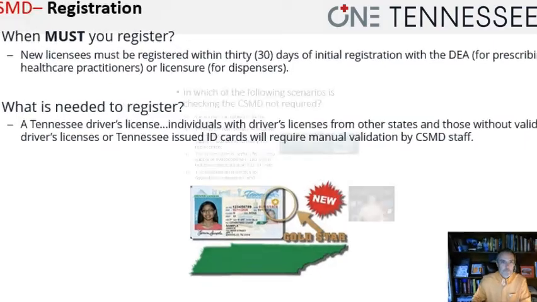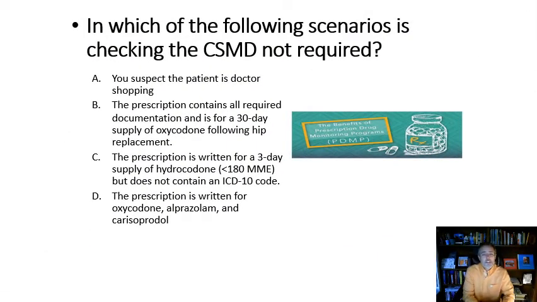In which of the following scenarios is checking the CSMD not required? A: You suspect the patient is doctor shopping, hopping from ER to ER and going from pharmacy to pharmacy. B: The prescription contains all required documentation and is for a 30-day supply of oxycodone following hip surgery. C: The prescription is written for a 3-day supply of hydrocodone at less than 180 morphine milligram equivalents, but does not contain an ICD-10 code. D: The prescription is written for oxycodone, alprazolam, and carisoprodol. So in this situation, the one that's not required would be C.